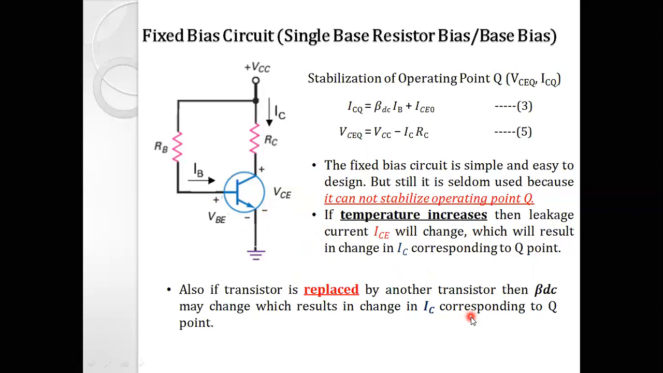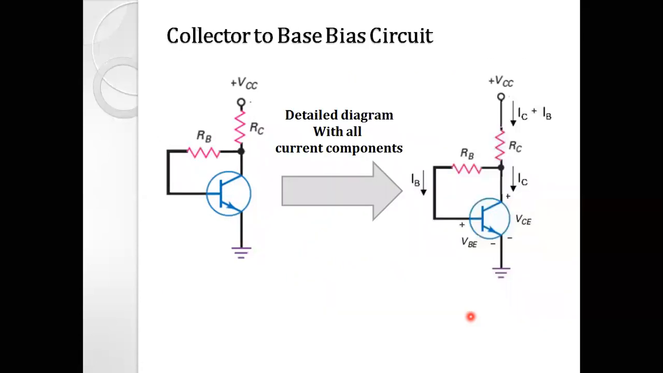So this is all about the fixed bias circuit, which is also known as the single base resistor bias or the base bias circuit. Now let us understand the collector to base bias circuit. This is the basic circuit diagram of the collector to base bias circuit, and on the right hand side the detailed diagram with all the components and all the possible parameters of the transistor is shown, right?